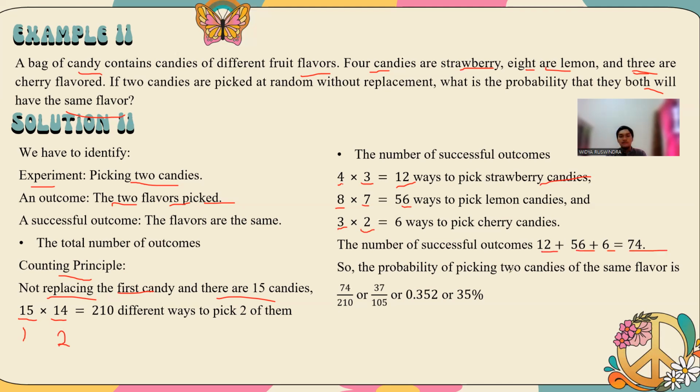So the probability of picking 2 candies of the same flavor is 70 over 210, or 37 over 105, which is equal to 0.352, or 35%. So the probability that they both will have the same flavor is 35%.